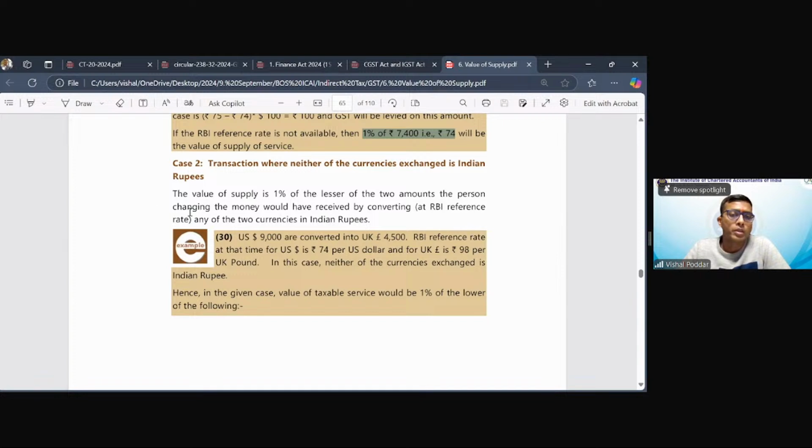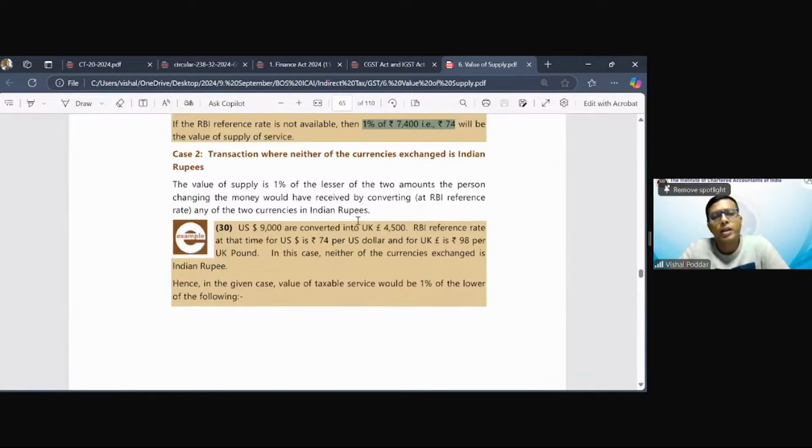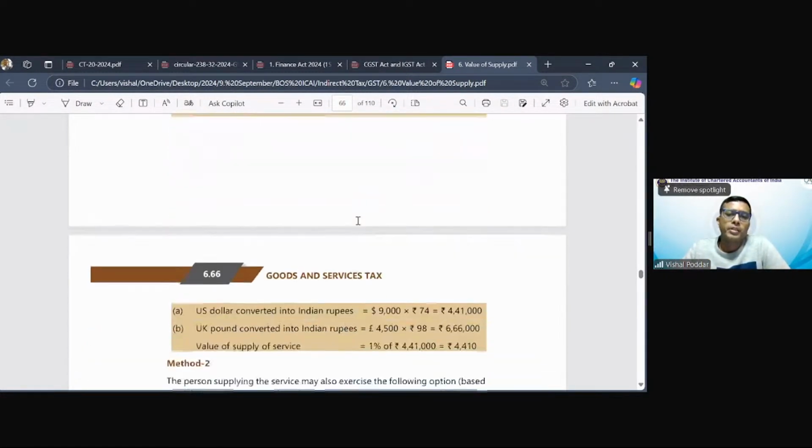What are the two amounts? The amounts the person changing the money would have received by converting either of the two currencies into Indian rupees at the RBI reference rate. So you convert $1 lakh into Indian rupees, and you convert that 75,000 Chinese yuan into Indian rupees. For both, you take the RBI's exchange rate, convert them into rupees, and find out the rupee value of both. Whichever is lower, take 1% of that amount. That will be the taxable value.